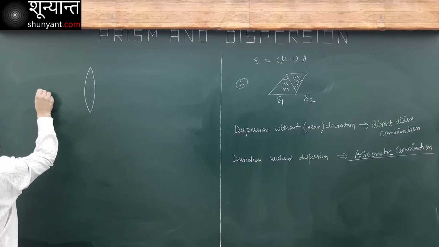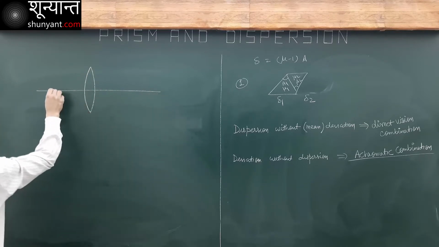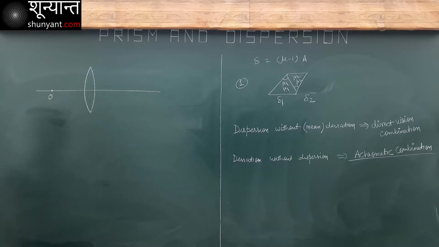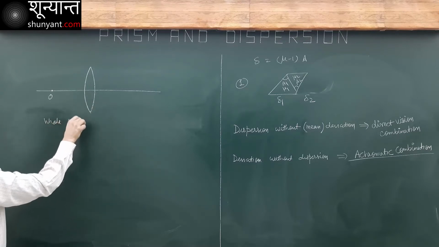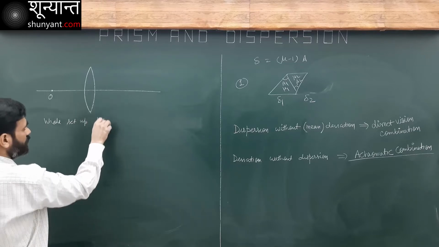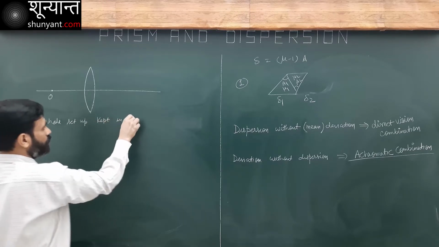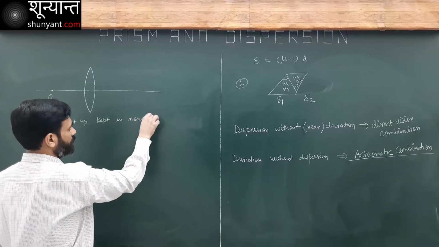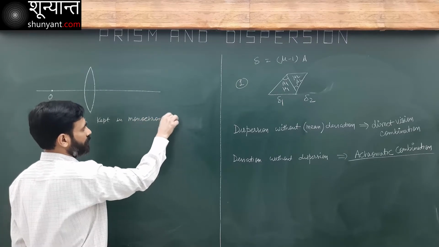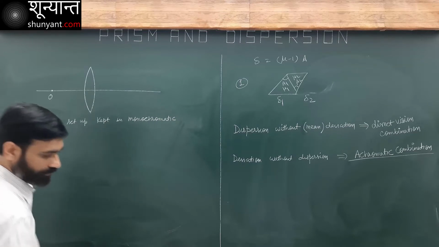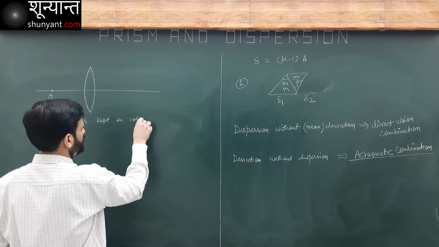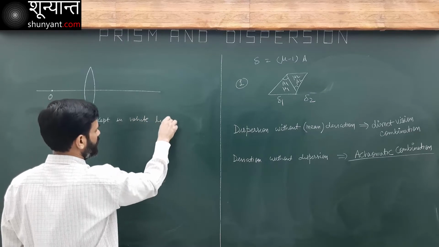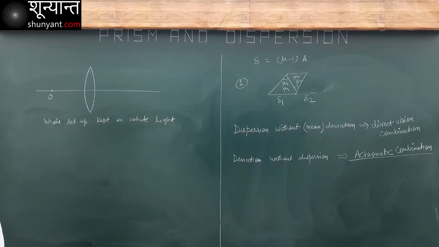Okay, it is also made of some material. Let's say that I have this object O. Now this whole setup is kept in white light. Okay, not monochromatic light, the whole setup kept in white light. Now, how does the image form?